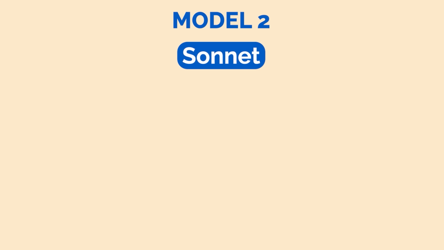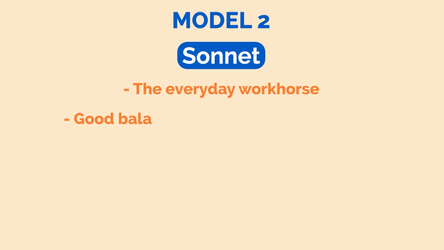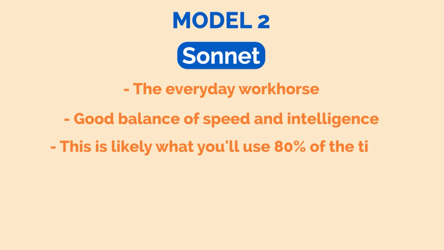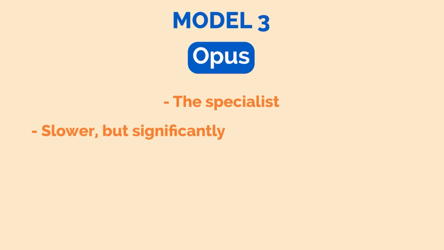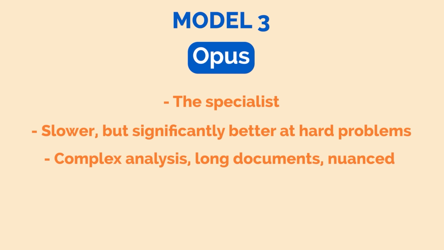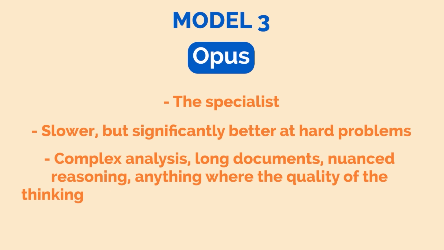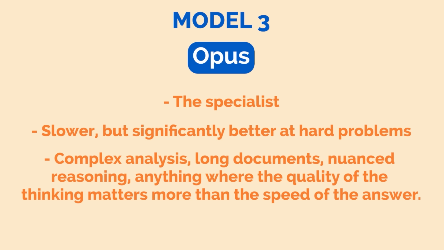The next model, Sonnet, is the everyday workhorse. You get a good balance of speed and intelligence. This is likely what you'll use 80% of the time. And it's capable enough for almost everything. The final model, Opus, is a specialist. It's slower, but significantly better at hard problems. Complex analysis, long documents, or nuanced reasoning. Basically anywhere where the thinking matters more than the speed of the answer.